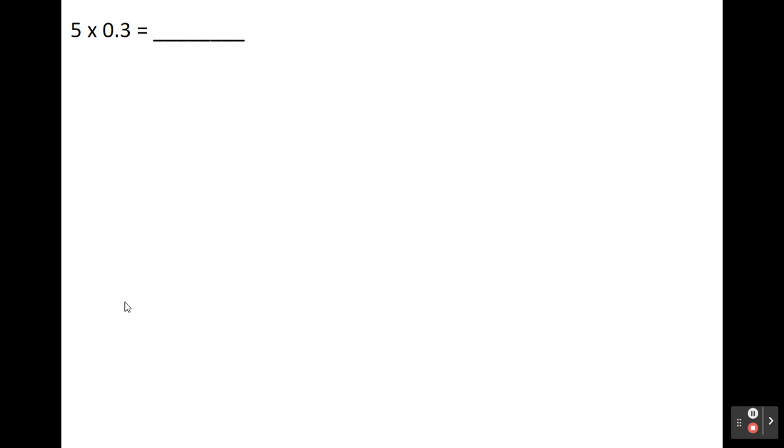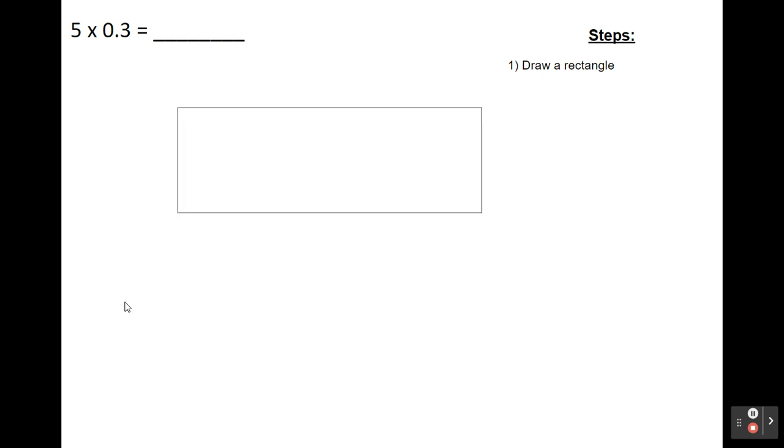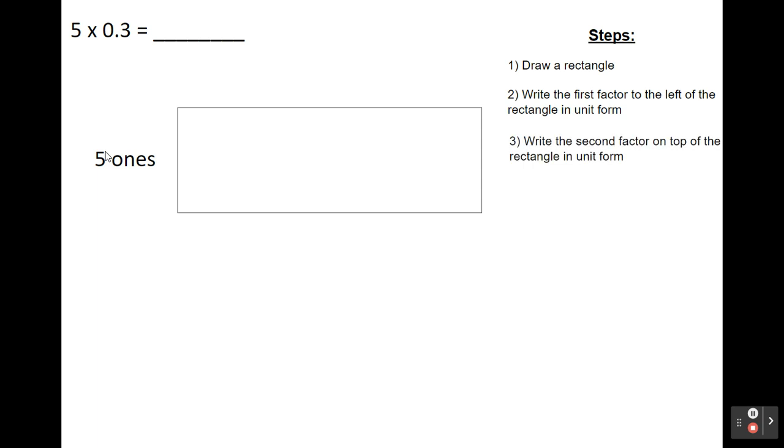Let's start with 5 times 3/10. First step is we're going to draw a rectangle. Then we're going to write the first factor, which is this 5, to the left of the rectangle in unit form. Since the 5 is in the ones place, we're going to write 5 ones. The next step is to write the second factor, which is 3/10, on top of the rectangle in unit form. So we'll write 3/10.